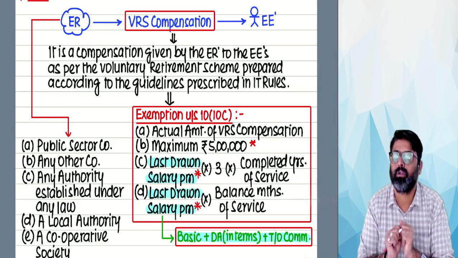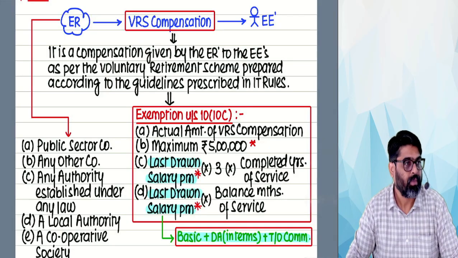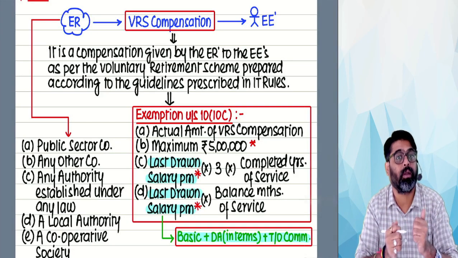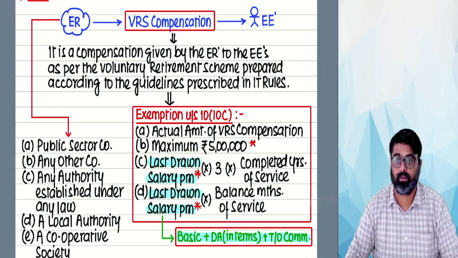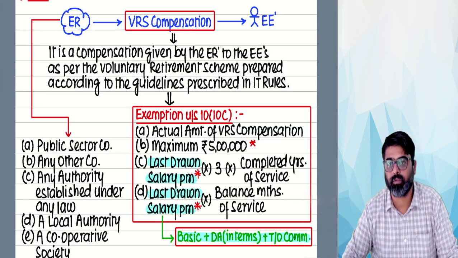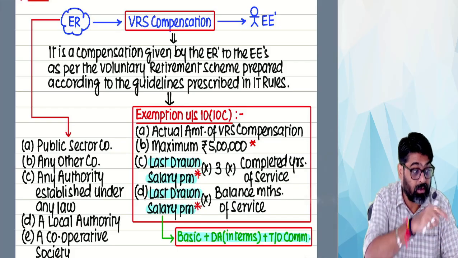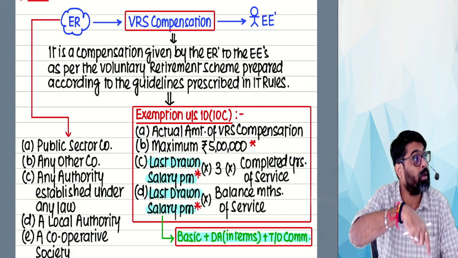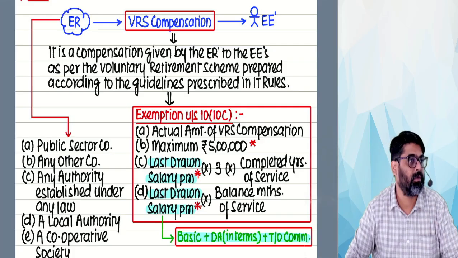And in the guidelines it is also written that a minimum amount should be offered. Two options are given. This much amount should be offered as voluntary retirement compensation: 3 times of the last drawn salary for every completed year of service. So whatever the last drawn salary was, 3 times that amount should be given to the employee as VRS compensation for every completed year of service.